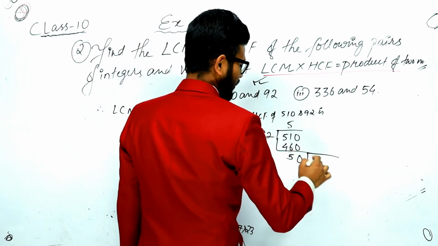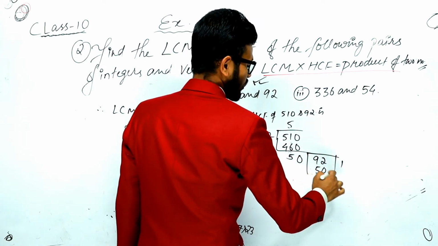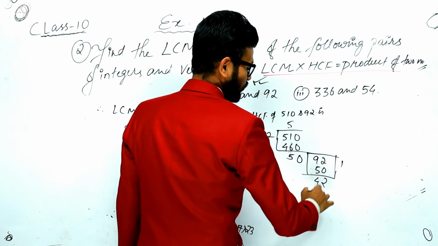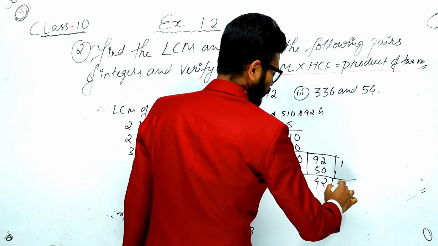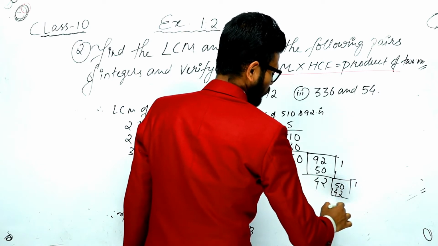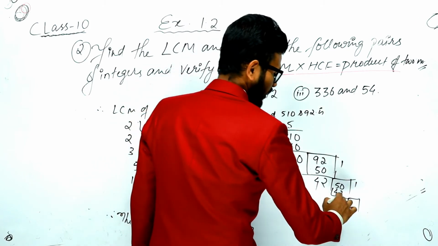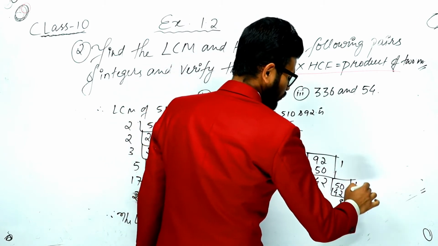Now let us divide again, 92, 51 is a 50. So what we will get here? 2 4. Let us divide again. 50. 42 1 ja 42. What will get? 8. How much? 8 cannot be divisible by 8 dividing 2 42.